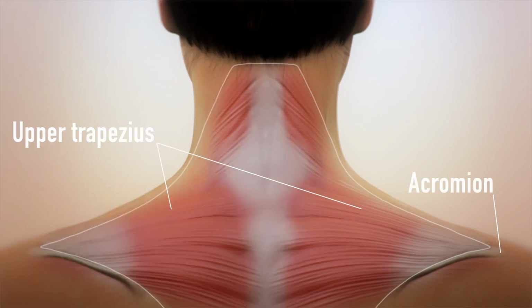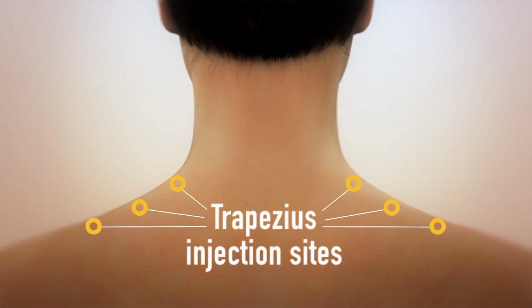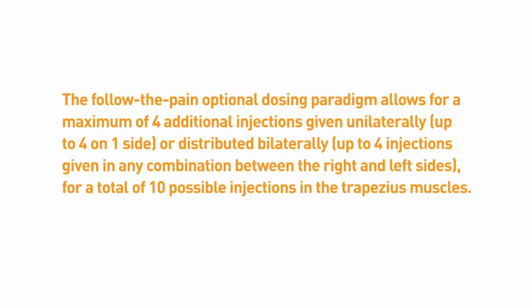The fixed-dose protocol stipulates that 3 injections be administered to the right trapezius and 3 injections to the left trapezius for a total of 6 injections. The follow-the-pain optional dosing paradigm allows for a maximum of 4 additional injections given unilaterally, up to 4 on one side, or distributed bilaterally, up to 4 injections given in any combination between the right and left sides, for a total of 10 possible injections in the trapezius muscles.